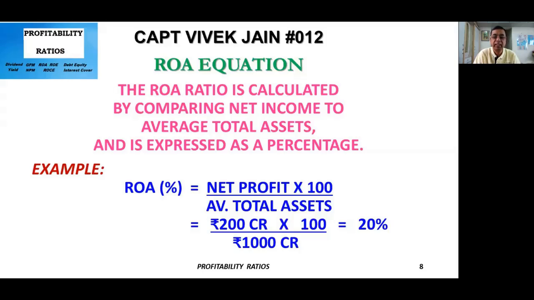As we have shown in the example here, ROA in percentage is equal to net profit divided by average total assets multiplied by 100. We have taken, let's say, 200 crores net profit, works out at average total assets being 1000 crore, 20%.